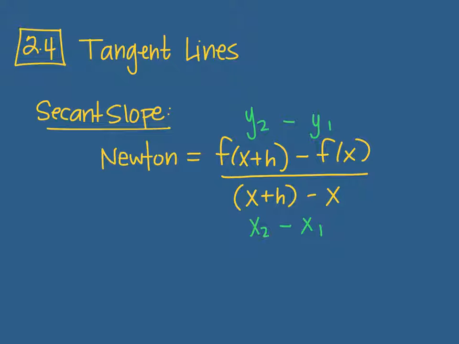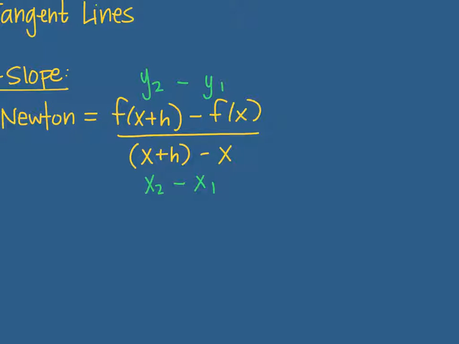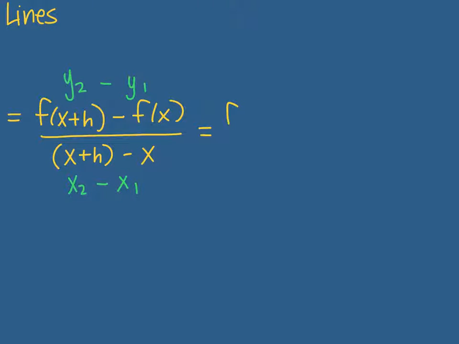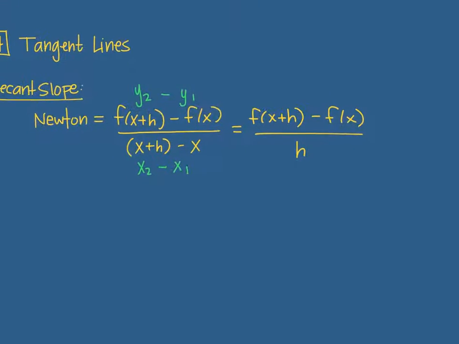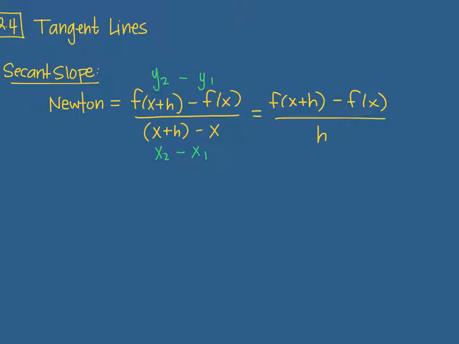He called his points f of x and f of x plus h, and they were right next to each other because h is not a big number. He simplified the denominator, and so it would be written as f of x plus h minus f of x just over plain old h because the x's cancel out. So that was how Newton defined secant slope, the slope between two different points.